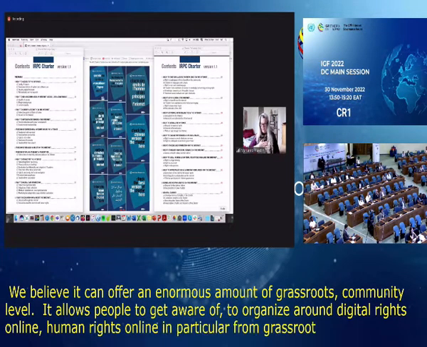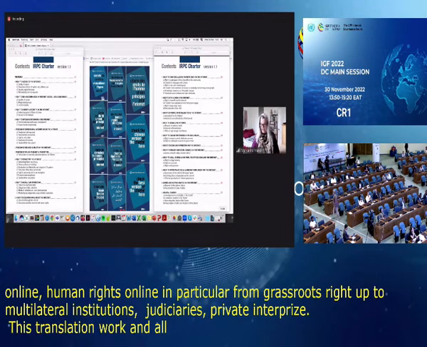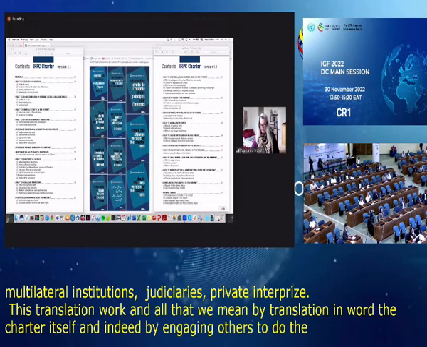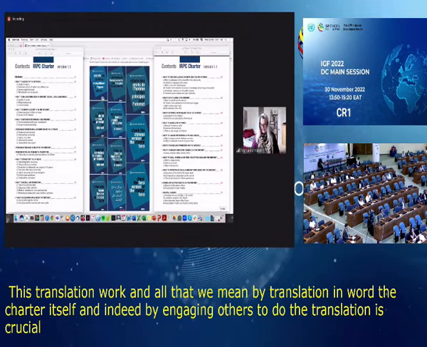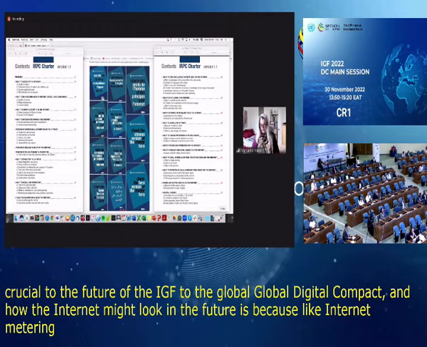institutions, judiciaries, private enterprise. And this translation work, and all that we mean by translation in word, the charter itself, and indeed by engaging others to do the translation, is crucial to the future of the IGF, to the Global Digital Compact, and in fact how the internet might look in the future, because like internet dependent media and communications, which make sense of our world, we make sense of these communication networks through how we use them.